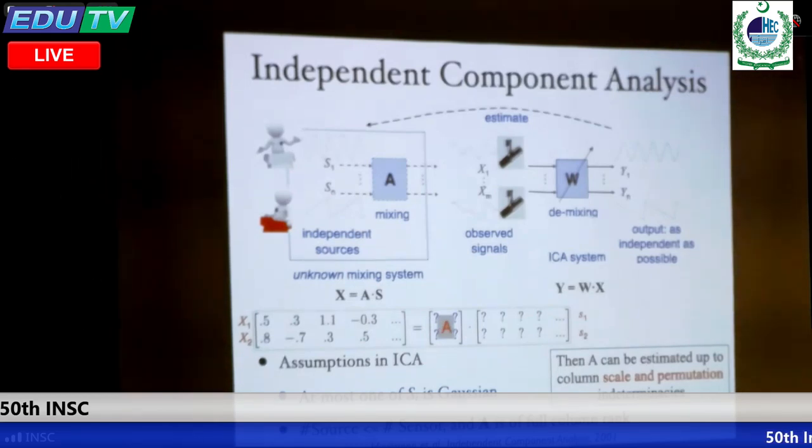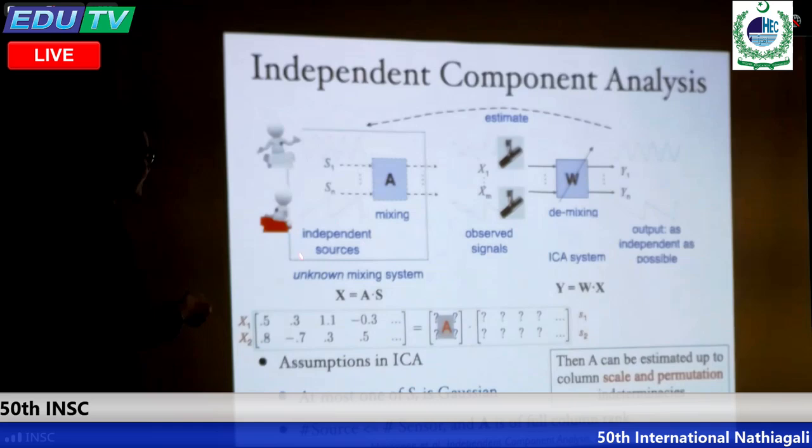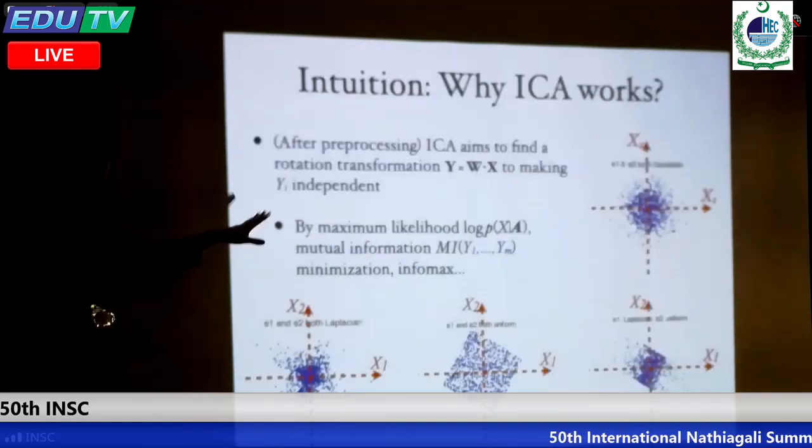Why? Because we assume at most one of the S_i sources is Gaussian. That's why non-Gaussianity is so important. Later, you see actually in the world, signals should be non-Gaussian instead of being Gaussian. Okay, so if at most one of the sources is Gaussian, then we can recover A. That's it. This is ICA. And here you can see the intuition.